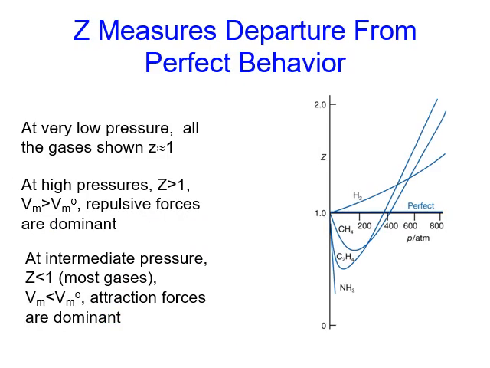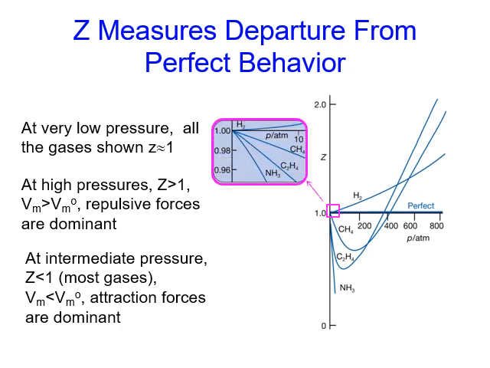This is a diagram that shows the Z factor of different gases when the pressure changes. At a very low pressure, if you enlarge it, you can see all gases, whether hydrogen, methane, ethane, or ammonia, merge into one number, and that's 1. That's not surprising because at a very low pressure, gas behaves as an ideal gas, and Z is 1.